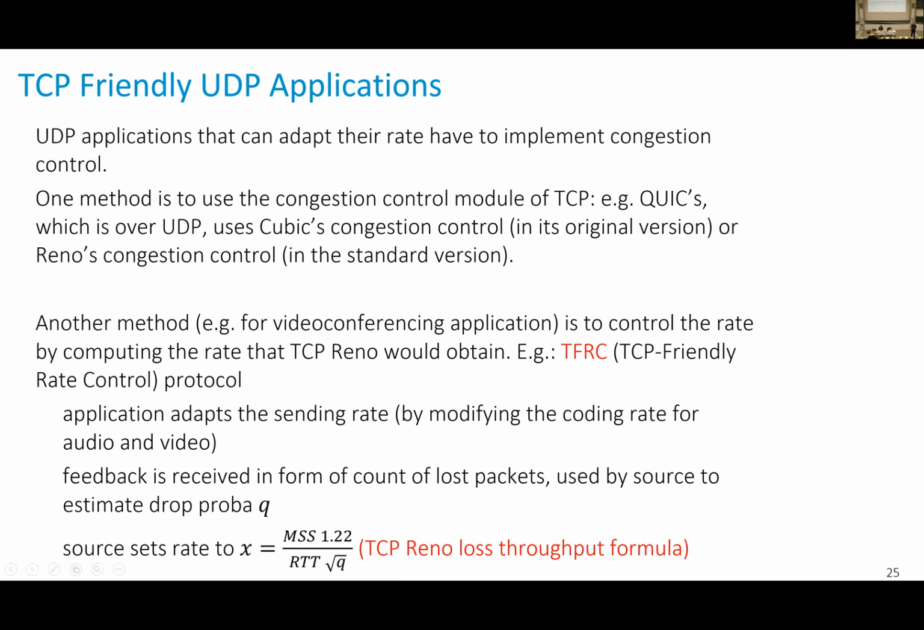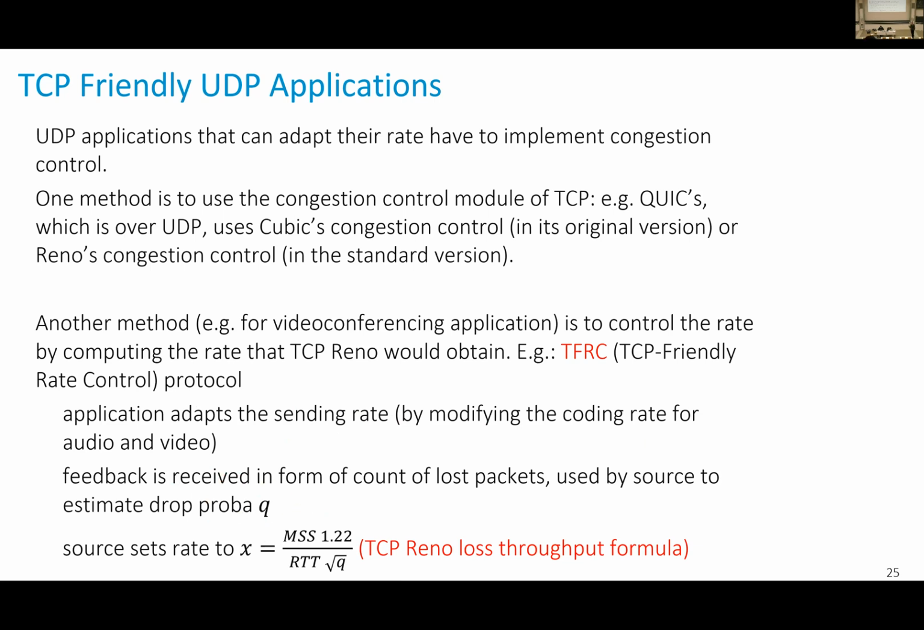This is what a video application does now, because it needs to decide on a coding rate, right? If I code for high quality 4K video, I will have several megabits per second of resulting outgoing rate. If I code for a single SD resolution, for example, I will have less than a megabit per second. So the rate is directly controlled by the video coding rate. Such applications will require feedback not in the form of acknowledgements, but in the form of counts of lost packets. And with that, we can estimate the drop probability Q.